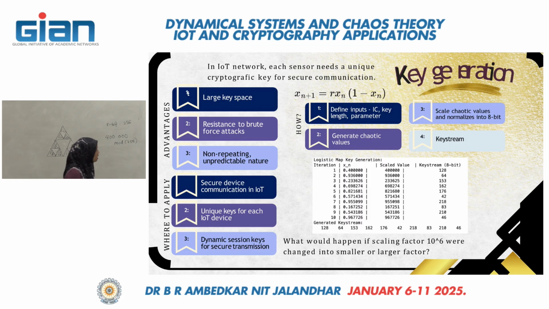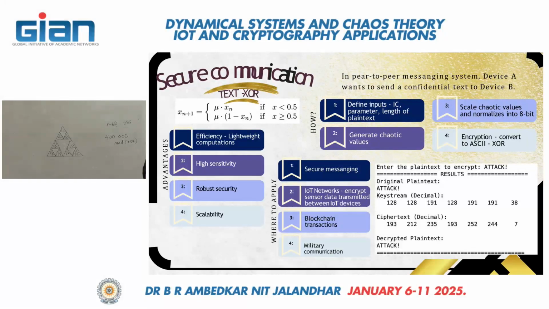Okay, the next one I'm using is for secure communication. I'm using a text, and it's just a very simple method. I just XOR the value of the chaotic sequence with our plain text. The advantages are that it is very efficient, lightweight computation that doesn't require higher computation, very high sensitivity, robust security, and also very good scalability. We can apply this method in secure messaging, in IoT networks, in blockchain transactions, and also in military communication.